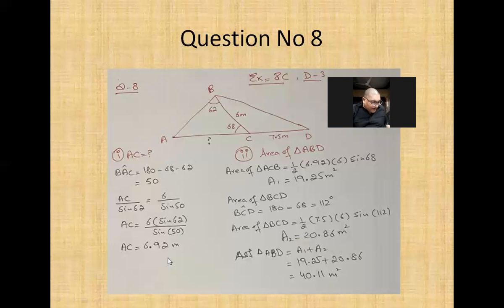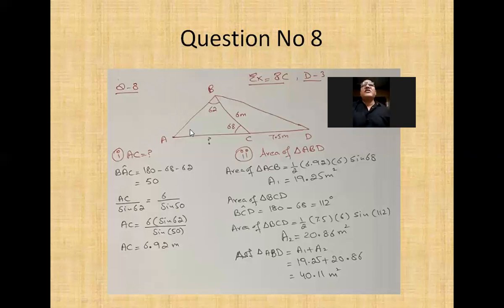The second part of this question is the area of the region enclosed by AB, BD, and DA. So he wants us to find out the area enclosed by AB, this side, and BD, this side, and DA, this side. Basically, he wants you to find out the area of this whole figure ABD.